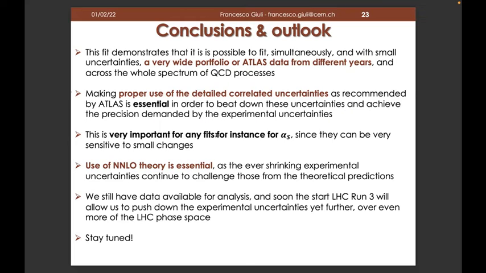Using the detailed correlated uncertainties as proposed by our collaboration is very important for any fits, for instance for alpha S, because alpha S is very sensitive to small changes. Something else I would like to say is that the usage of NLO theory is essential. And we still have data available for analysis.